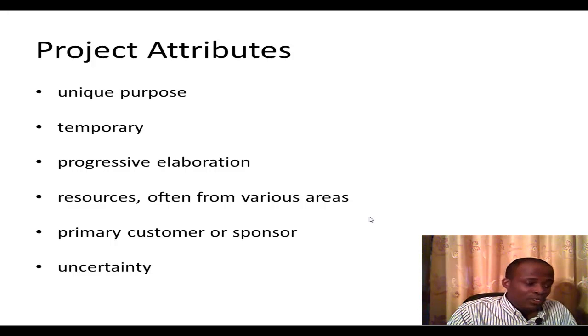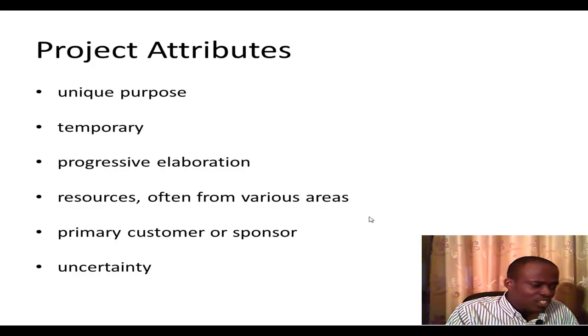And all projects consume resources, often from various areas. Again, this depends on the nature of projects. But a resource will be anything that will aid you in the project. It can be human resource, i.e. human beings, or it can be material resource, or it can be equipment or even money. All these resources can come from various areas, and of course this depends on the peculiar nature of the project.